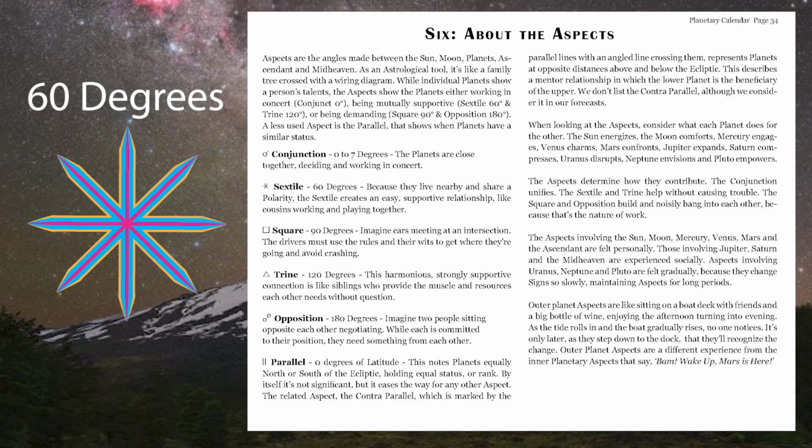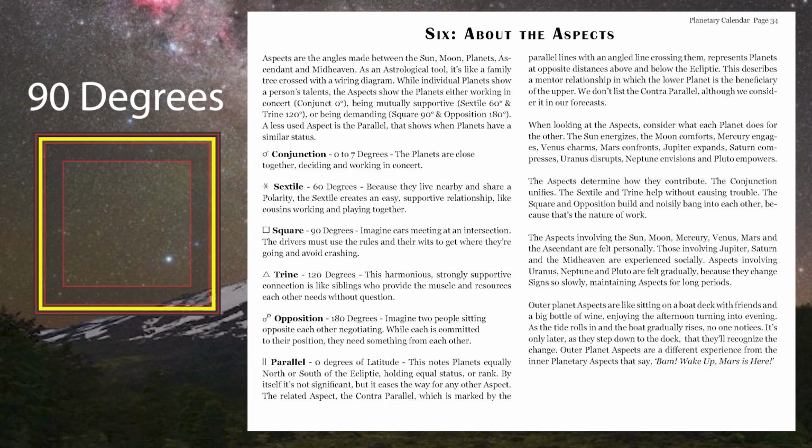The sextile is 60 degrees. Because they live nearby with the same polarity, the sextile creates an easy, supportive relationship, like cousins of the same gender working and playing together. The square is 90 degrees. Imagine cars meeting at an intersection. The drivers must use the rules and their wits to get where they're going and avoid crashes. They have opposite polarities, so it's like when men and women work together.